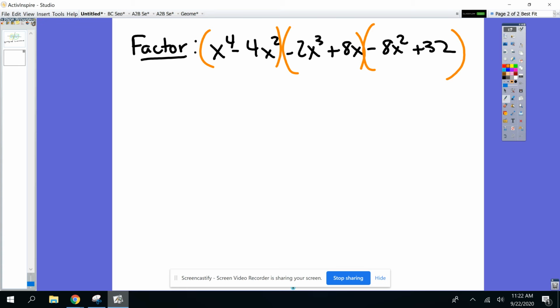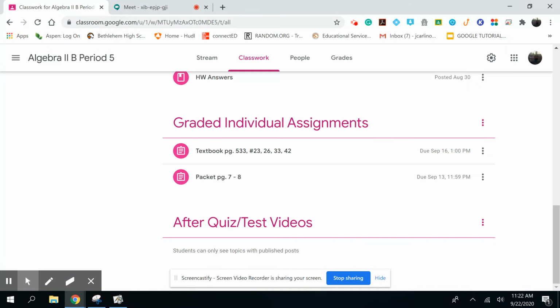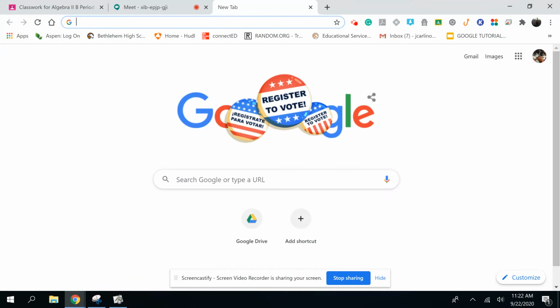Okay, so triple grouping on the quiz tomorrow. There wasn't one on the review sheet, so we're just making one up right now. So I've triple grouped it already. Now I'm going to call on you guys. What can I take out of each of them? Take your time. What can I take out of each of them?